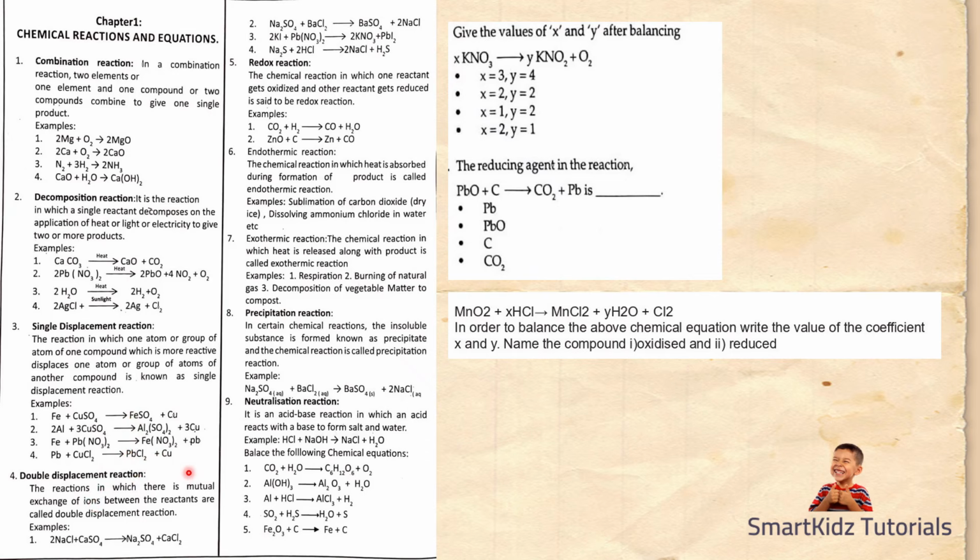Okay, double displacement is simply a replacement of partners. Just imagine two couples dancing on a dance floor, and then they look to switch partners for dancing. So just think of that. Now I'll give you a good example here: sodium sulfate and barium chloride.